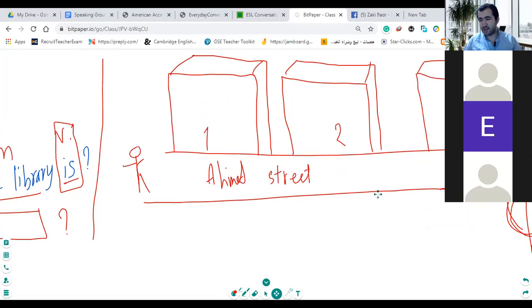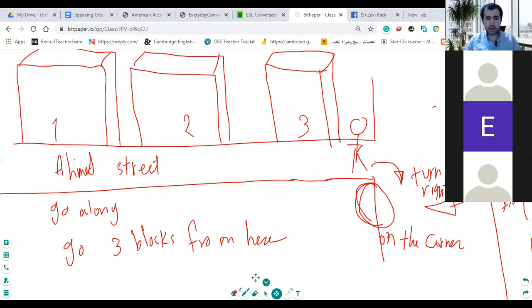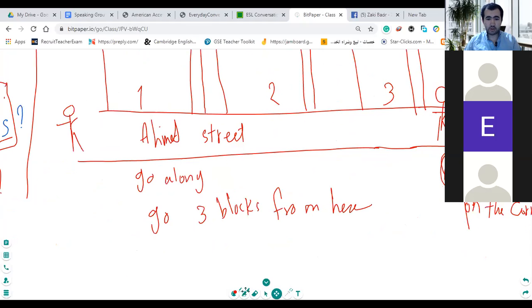So when you tell someone directions, you can also say go along, or go three blocks from here. Then you can turn right or turn left. You can also go straight. Go straight, or go straight ahead. Yes, that's absolutely right. Go straight ahead.